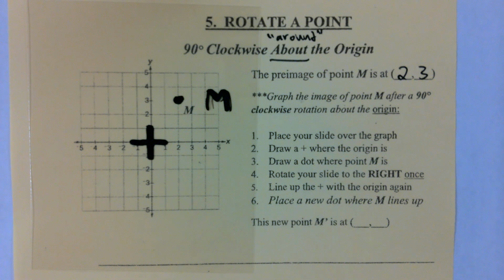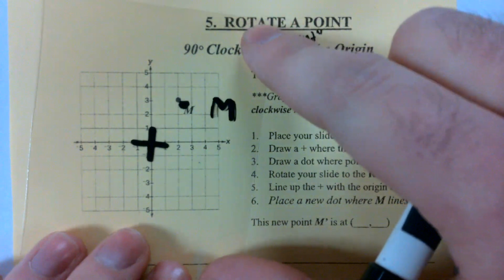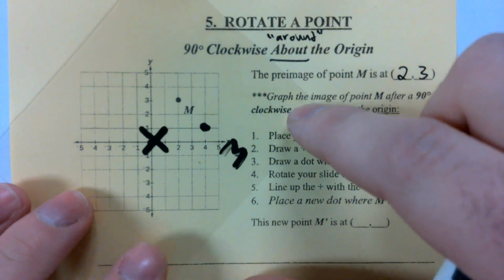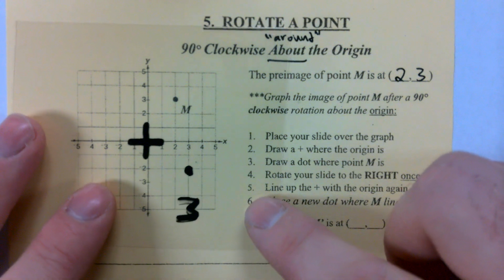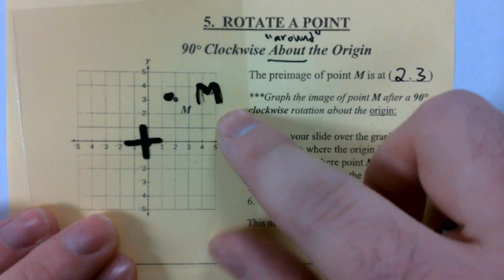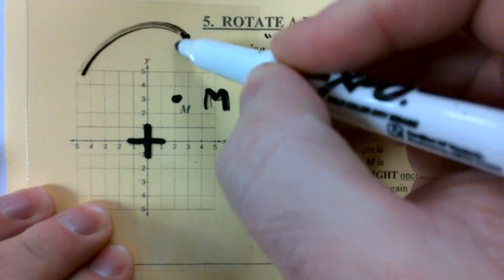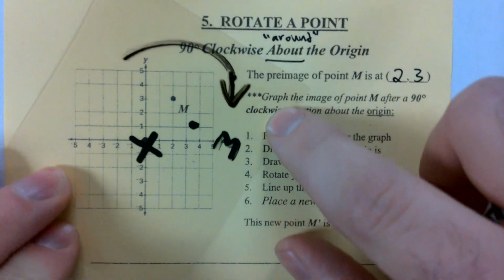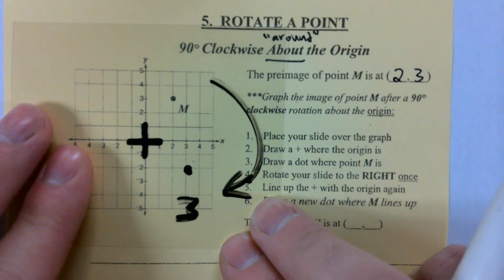Let's go to step 4. We're going to rotate our slide to the right once. Again, moving to the right is clockwise. Here's what we're going to do. We're going to take our slide. We're going to keep it centered as best as we can. We're going to turn it one space over to the right until that plus matches right back up on our axes. I'm going to do it again. Here's where we start. We're going to turn over to the right, which is this direction, one space until that plus sign matches right back up with our axes.